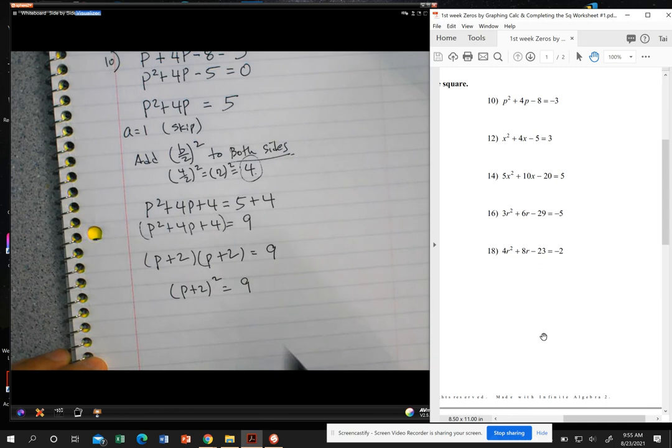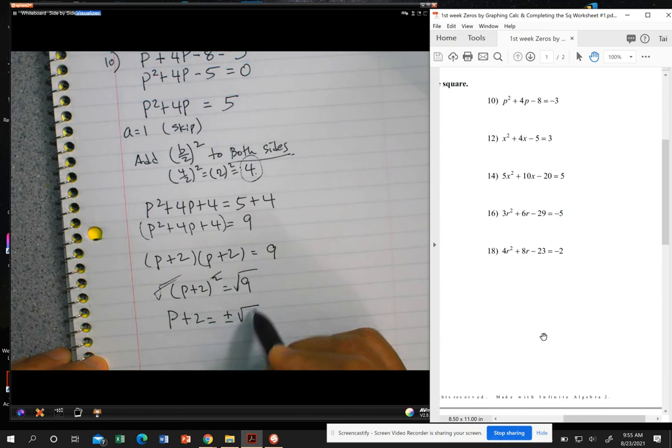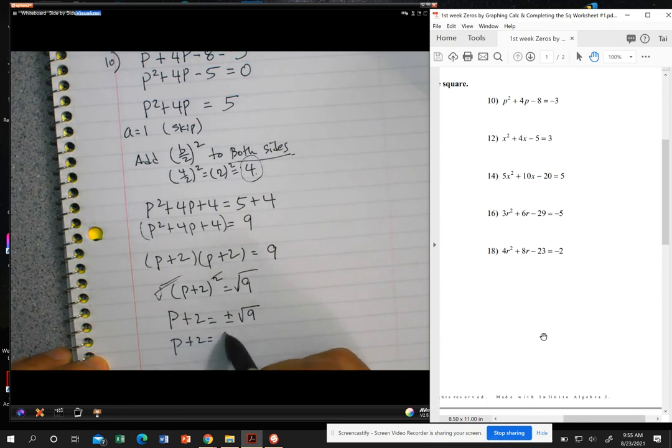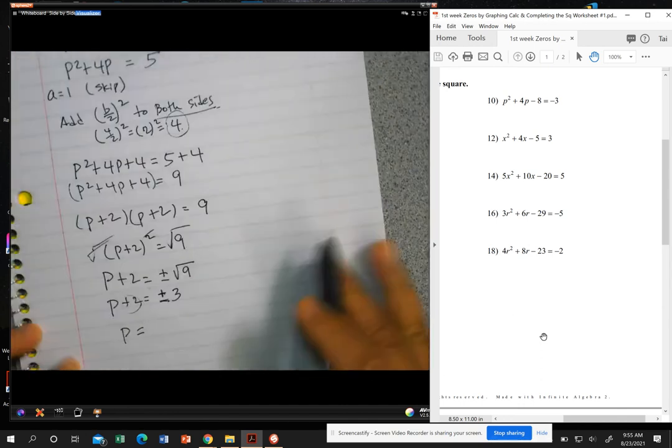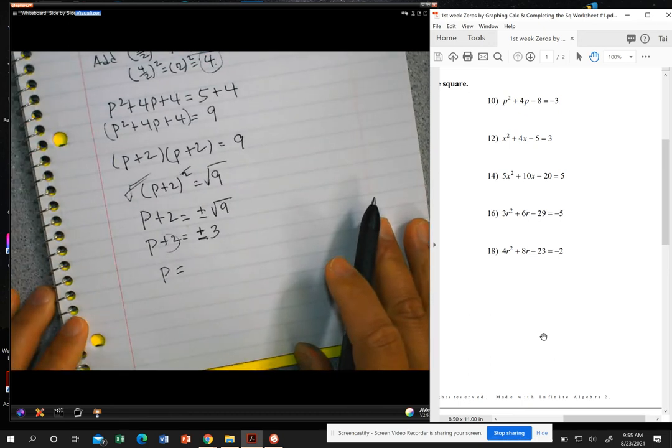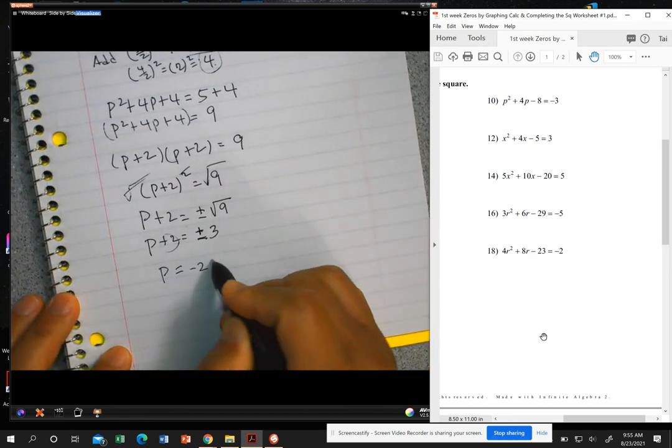Alright, so let's go ahead and take the square root of both sides. But when you take the square root of both sides, this is p plus 2. Don't forget to put plus and minus square root of 9. What's plus and minus square root of 9? Yeah. 3, right? Plus and minus 3. And you bring 2 to the other side, so p is equal to negative 2 plus and minus 3.